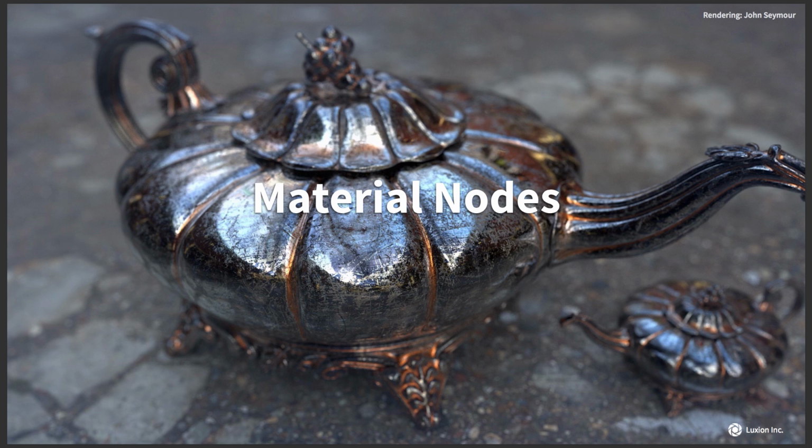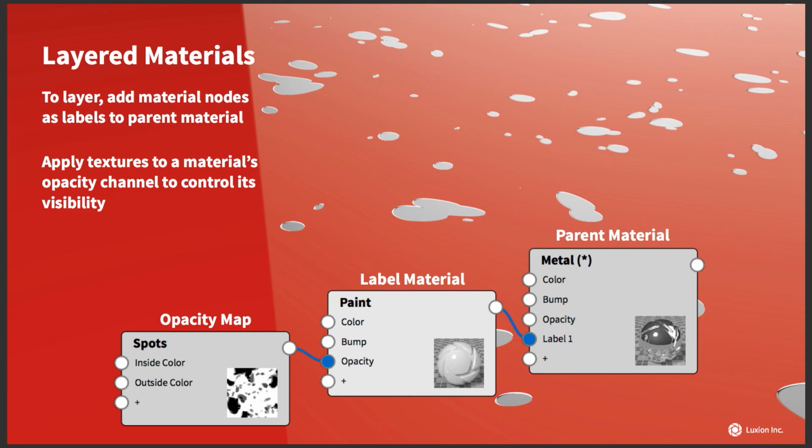So let's look at each one of these node types, beginning with the material node. When looking at material nodes, probably the simplest way to think about them is layering them. In KeyShot, there may be times when you want to layer materials. This is something that can only be done using KeyShot's material graph. In this very basic example, we have metal with a layer of paint on it, and then we've also exposed the underlying metal by using an opacity map.